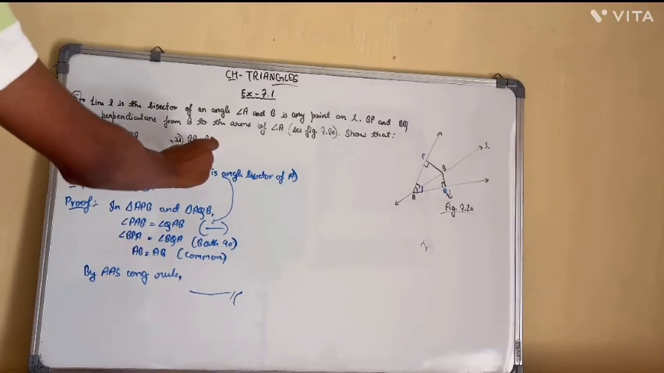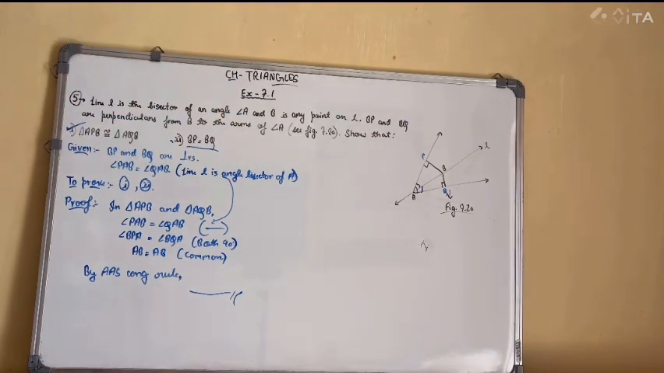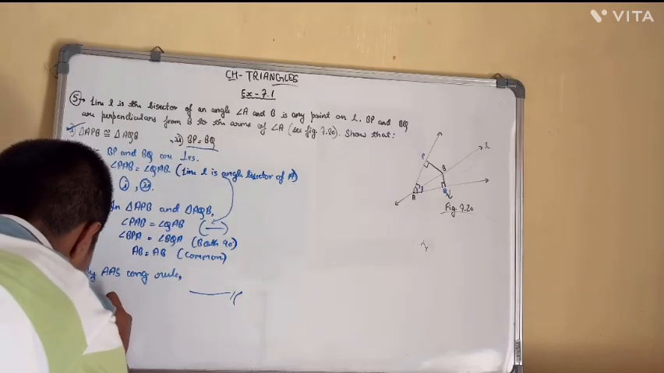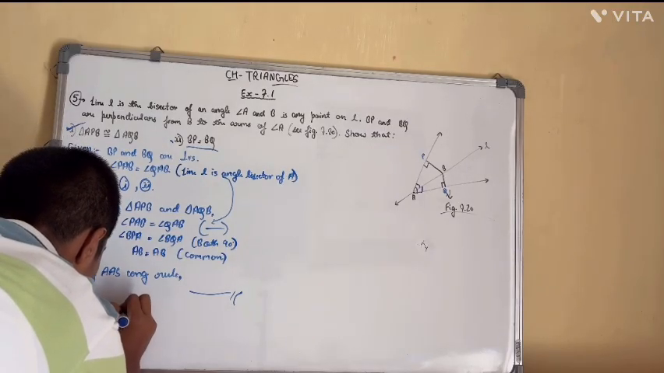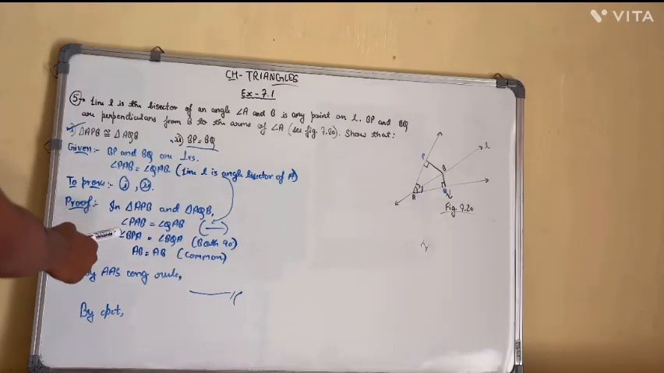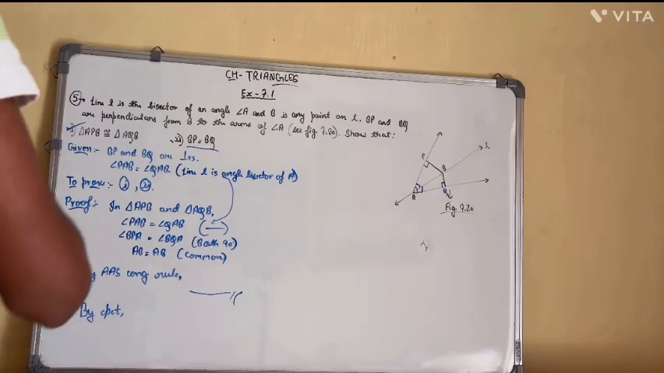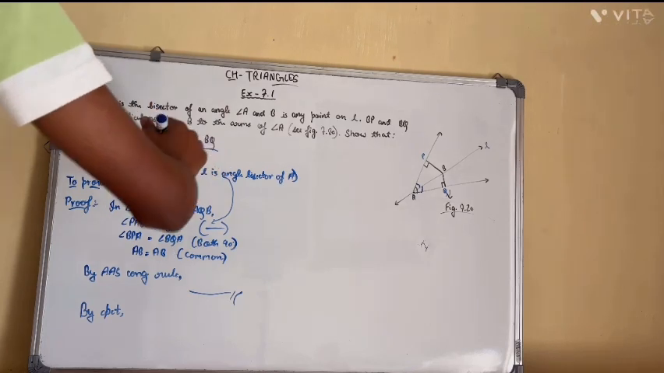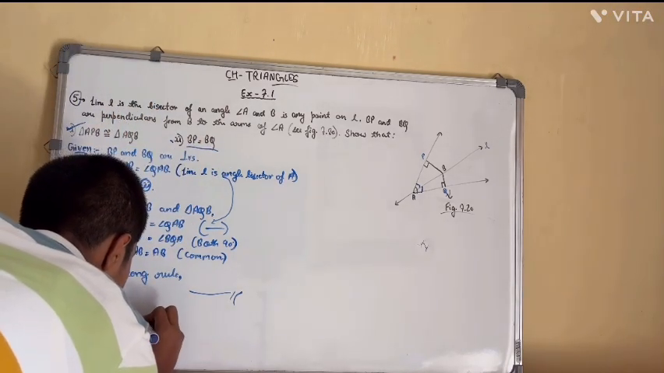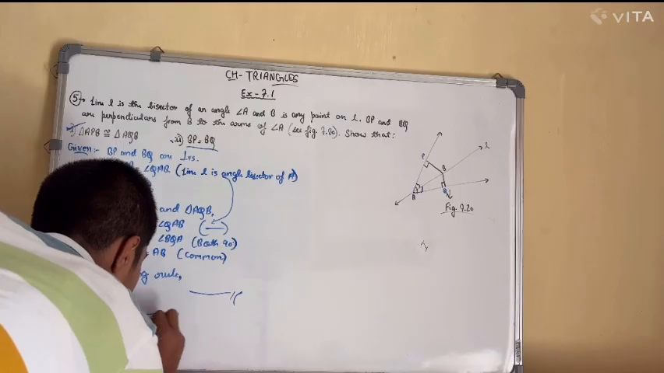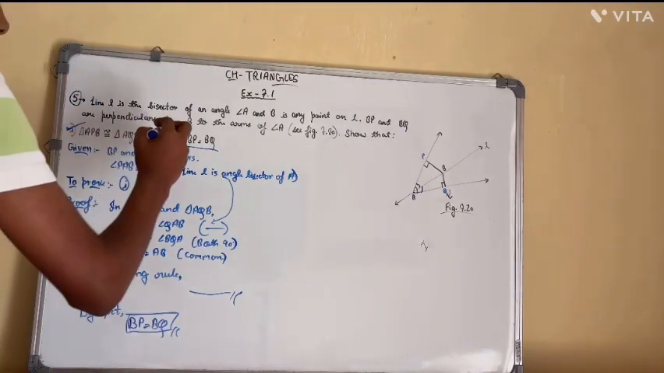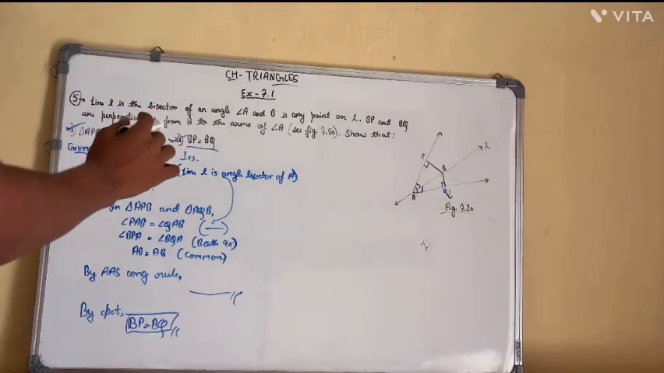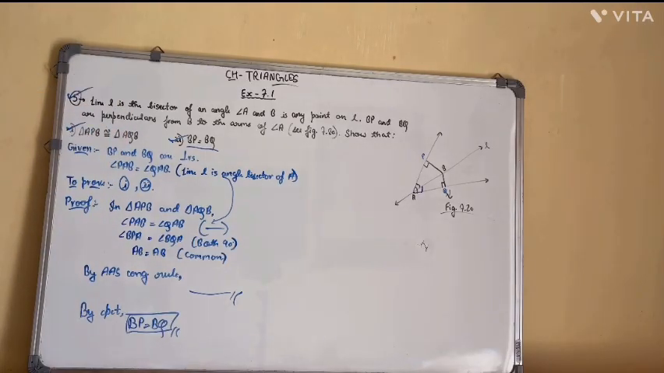Now how can we prove BP is equal to BQ? We can say by CPCT. CPCT means if we prove any two triangles congruent, then their corresponding sides will be equal to each other and all angles will be equal. Okay, so by CPCT we can say that BP is equal to BQ. This we have proved. We have proved the first part and the second part also. So you can write this in your notebook. The fifth question is over. After this I am going to do the sixth question.